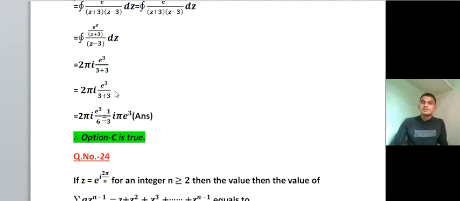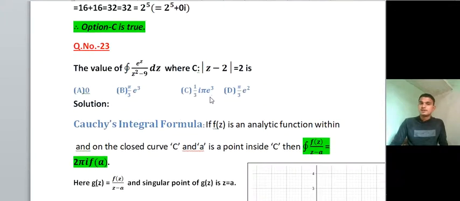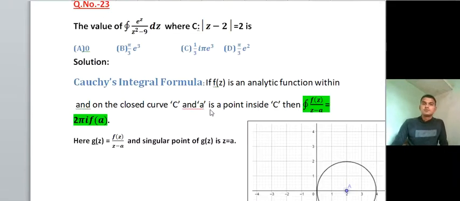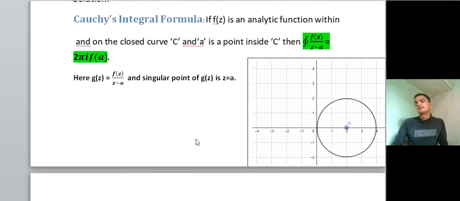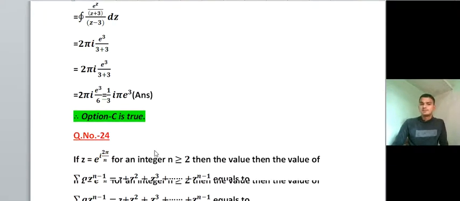So this is 2 pi I into e to the power 3 divided by 3 plus 3. Sorry, 3 plus 3 is 6. So 2 pi I into e to the power 3 by 6. 2 threes are 6, so this is pi I by 3 into e to the power 3. This is the answer, so it is option C. So option C is true.